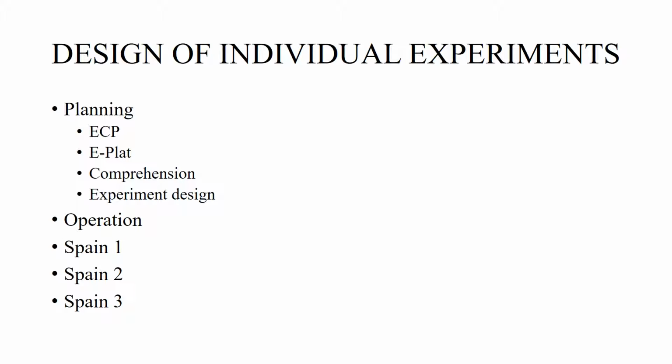Design of individual experiments. Design is done in 2 different steps: planning and operations. In planning, we use the different planning methods for developing the design. And the operation can be done in 3 different spans, where it cannot be performed in only a single step. We use the 3 different spans for performing the operations.